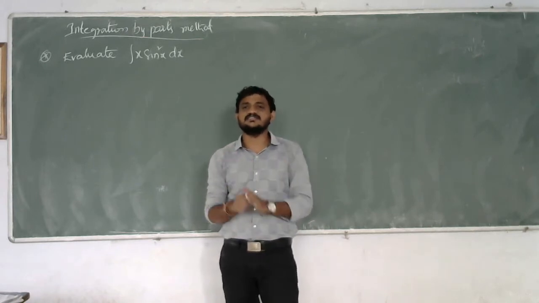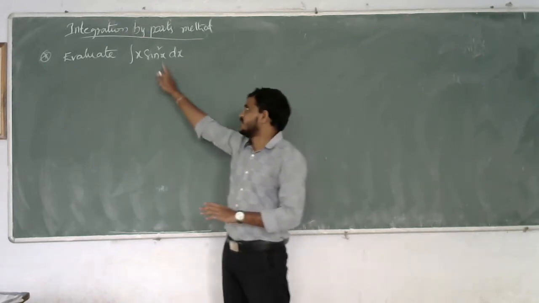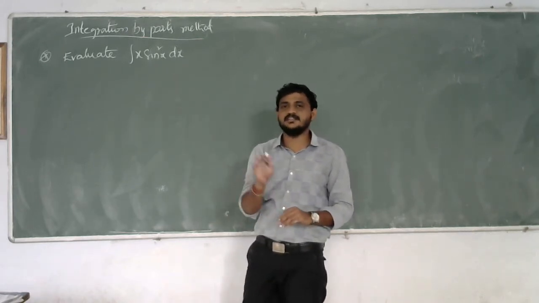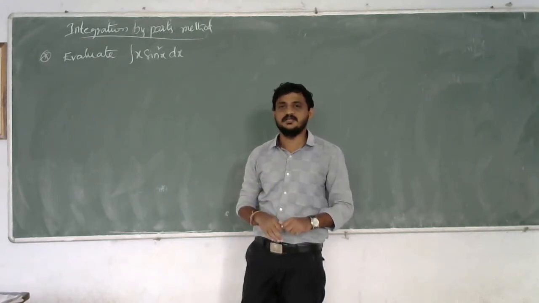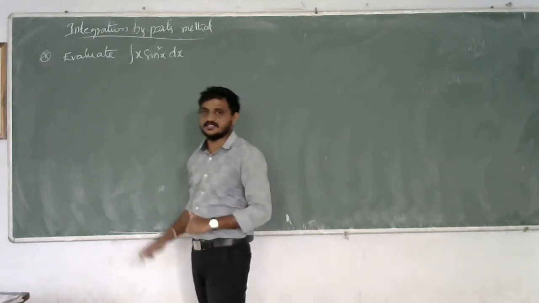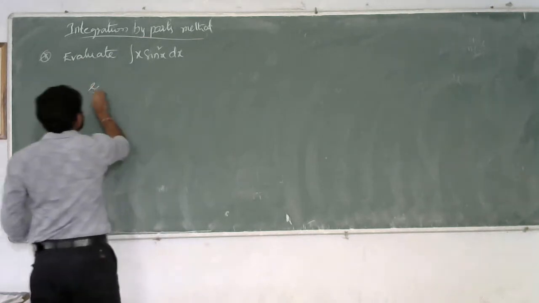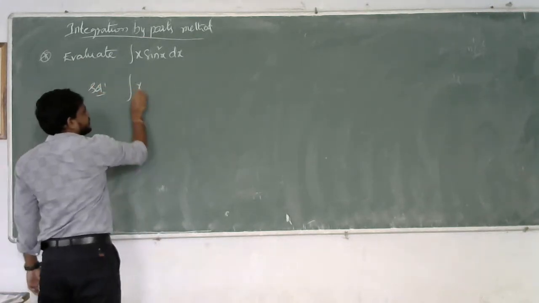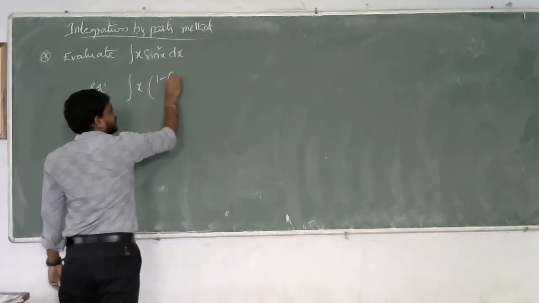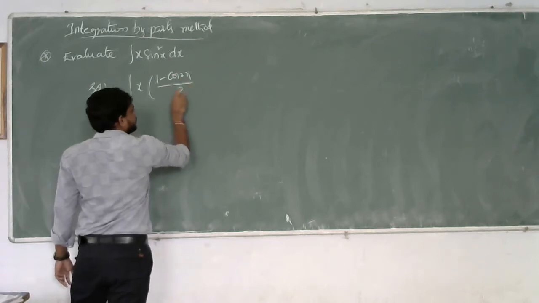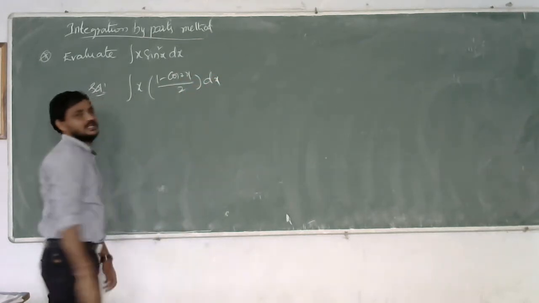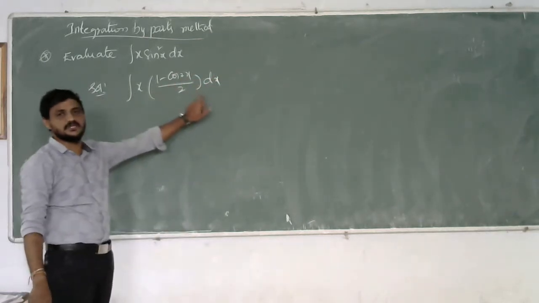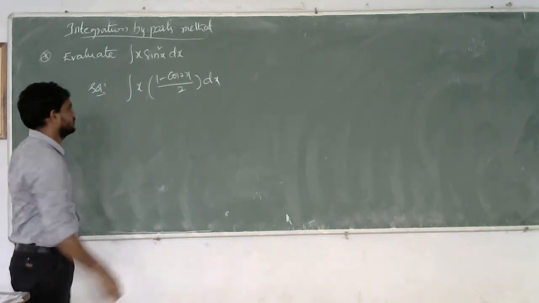Before going to discuss that, here we have sin square x, right? We have conditions for sin x, cos x values. So let us write this sin square x value as 1 minus cos 2x by 2. Right? The formula of sin square x is what? 1 minus cos 2x by 2 into dx.